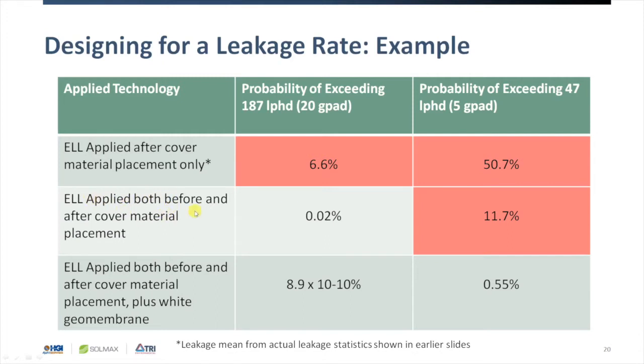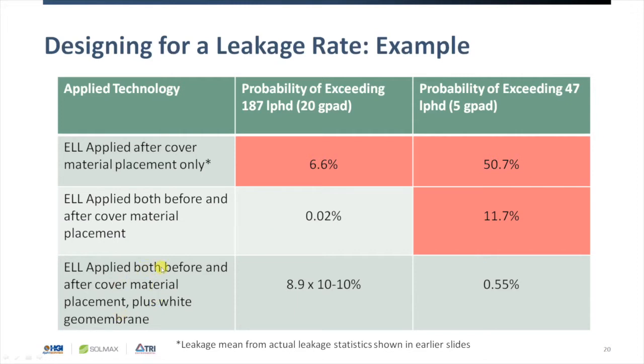So the second row here, where you apply the ELL while the geomembrane is bare, and then again after cover material placement. So you're going to find not only the larger leaks that were caused during cover material placement, but also all of the really small installation damages before the cover material goes down. So the probability of exceeding 20 GPAD, acceptably low. However, the probability of exceeding 5 GPAD, a little bit too high for my comfort level.